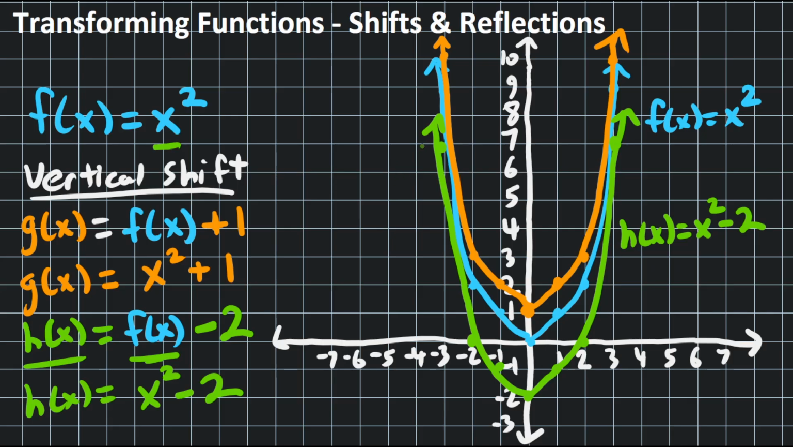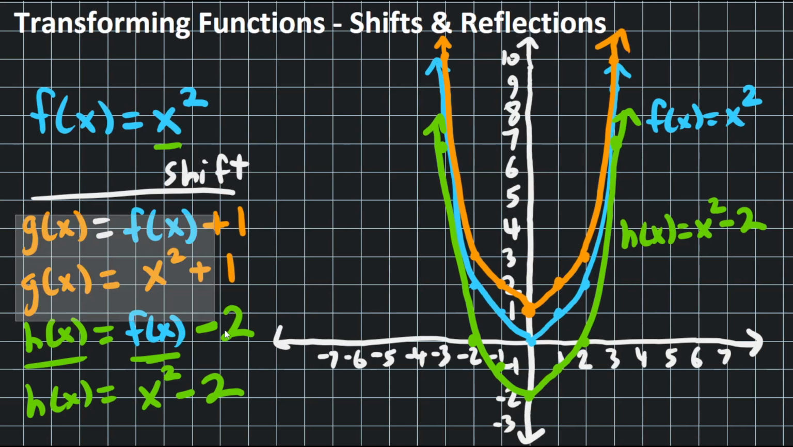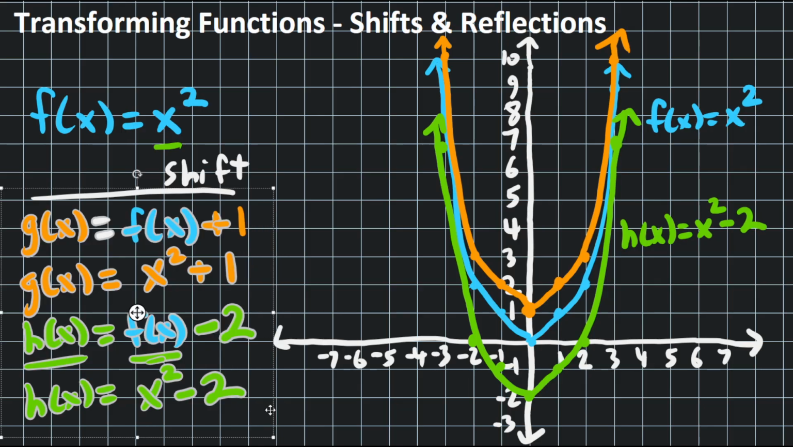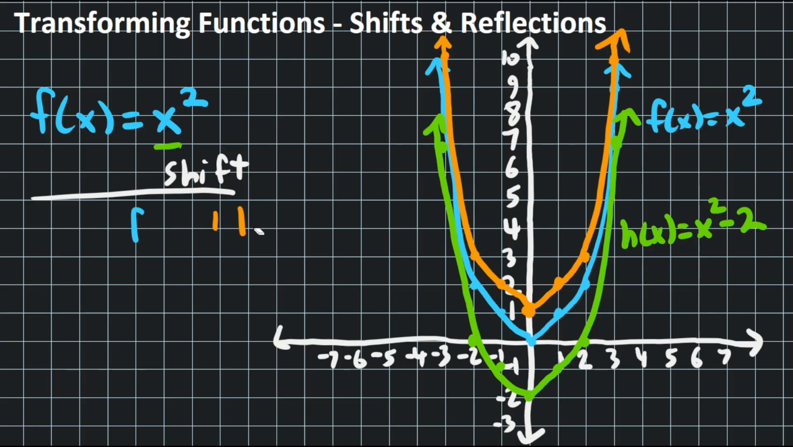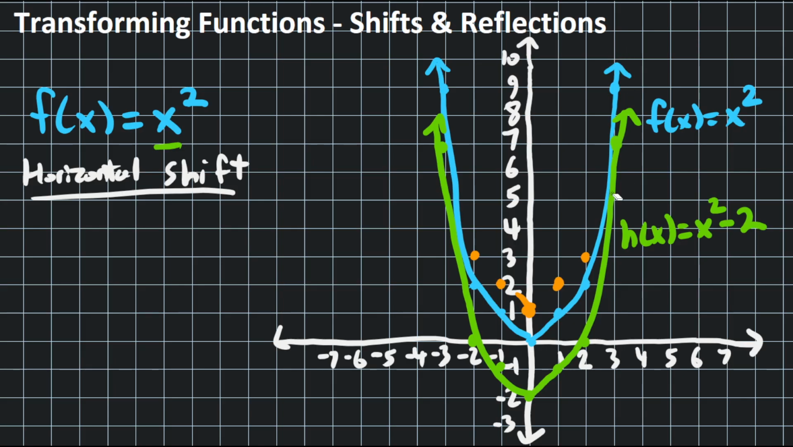Now let's talk about a different type of shift called horizontal shifts. And what that will do is it will move the function left and right. A horizontal shift. Let's go ahead and just get rid of all the other functions we've graphed on here except f of x, the blue one. We can go ahead and keep that.